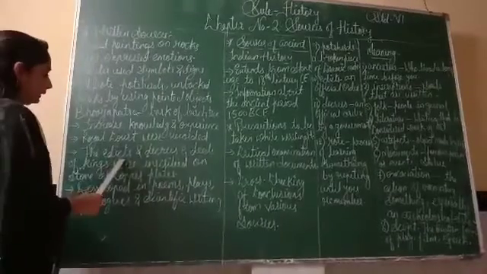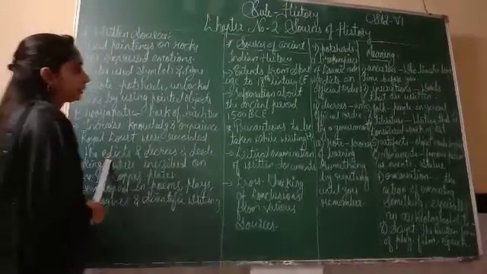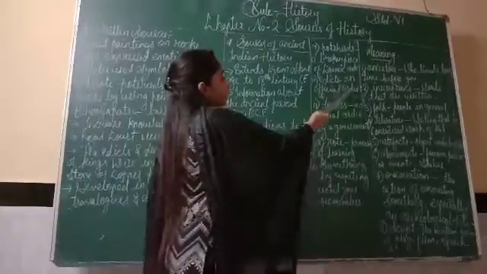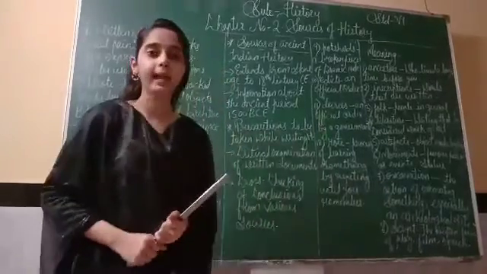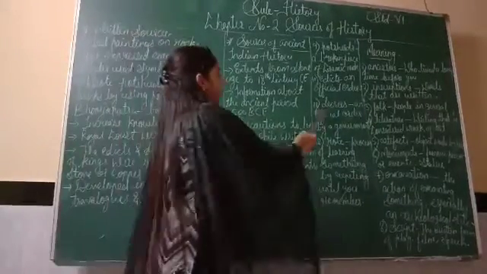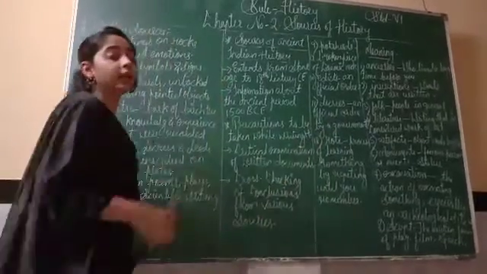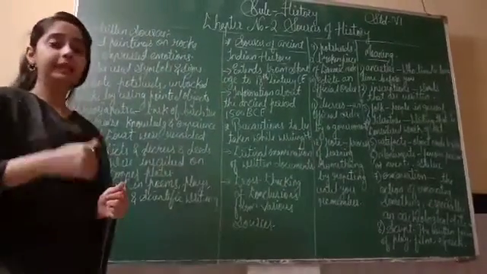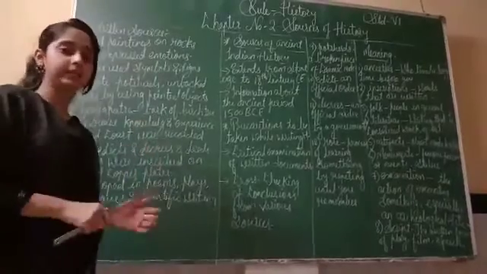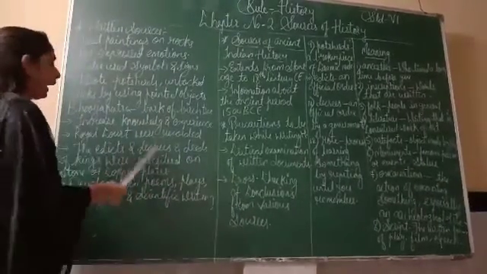The edicts and decrees. Edicts means an official order given by somebody, and decrees mean an official order by a government. Any government or any powerful man gives an order to be fulfilled. It is known as edicts and decrees.